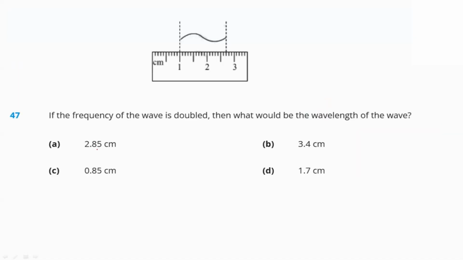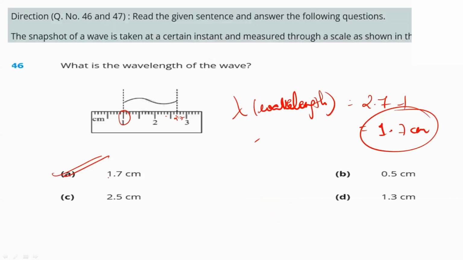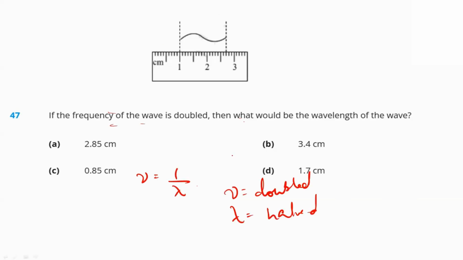Next, if the frequency of the wave is doubled, then what will be the wavelength of the new wave? We know that the frequency is inversely proportional to the wavelength. So if the frequency is doubled, the wavelength will become half. So what is the wavelength in the previous example? We have it as 1.7, so the wavelength is 1.7 centimeters. So what would the new wavelength be?